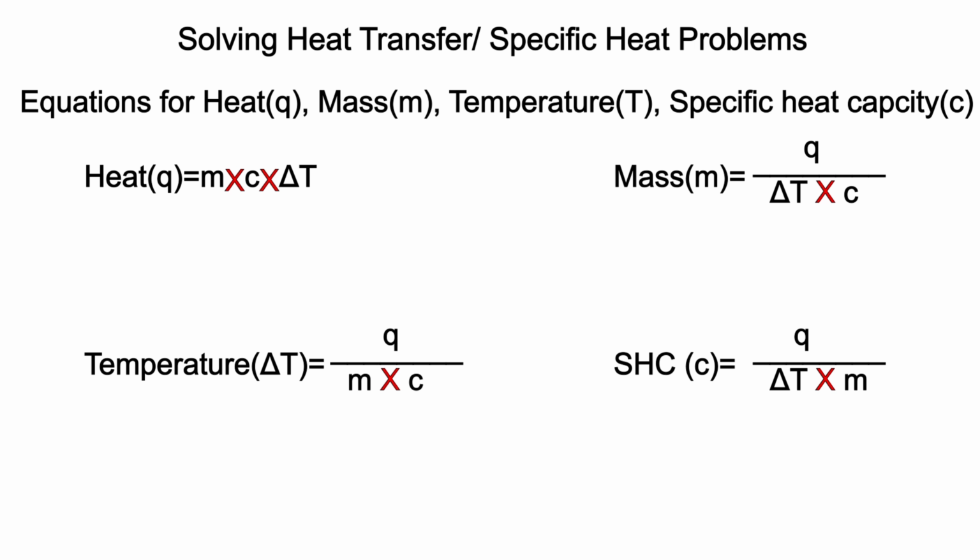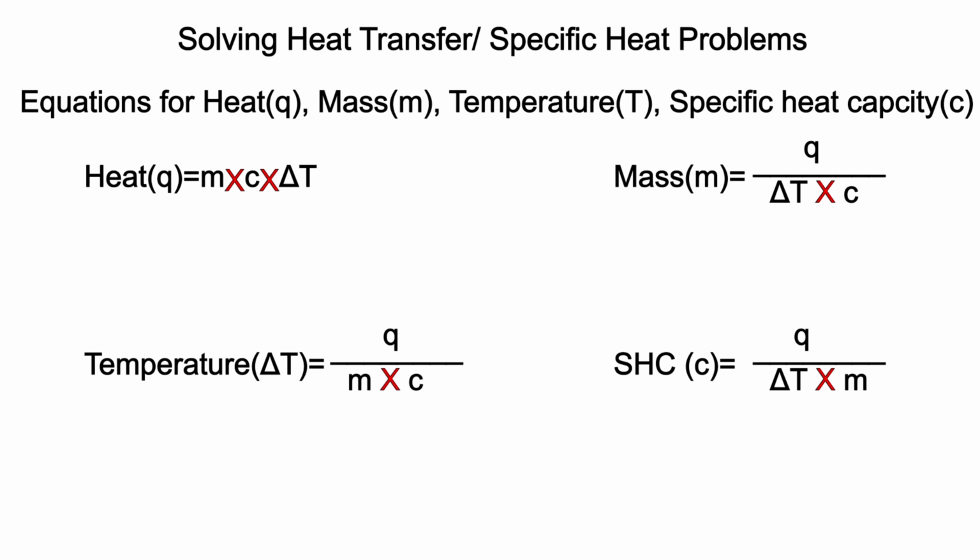In this video I will show how to solve heat transfer and specific heat problems. This is the equation for heat, mass, temperature, and specific heat capacity. The equation for heat is Q equals m times c times delta T.